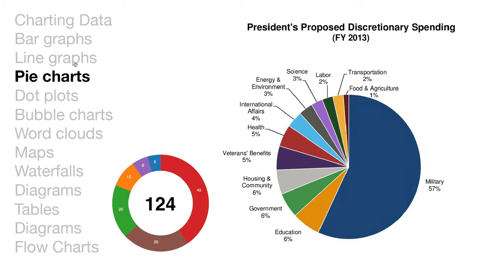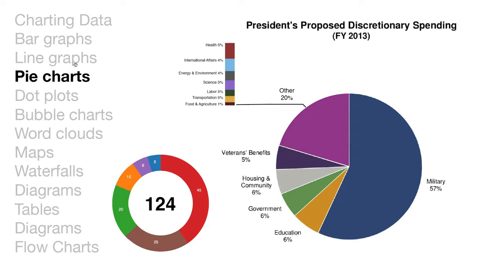The best practice is to start from 12 o'clock and go clockwise in terms of the largest slices. You also want to limit it to no more than 6. One technique for doing that is combining and calling out a separate chart, not a pie chart, beside it to identify the specifics.